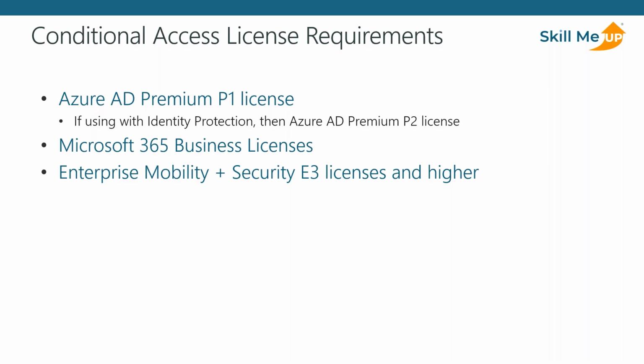The two differences there, an Office 365 license does not include Windows 10. A Microsoft 365 license does. Then, of course, we have Enterprise Mobility and Security, E3 licenses and higher. And that's where you'll get the Azure AD Premium licenses bundled together with Cloud App Security, as well as things such as Intune and a few other bits and pieces. So you will need to have the right licenses available in order to utilize conditional access.